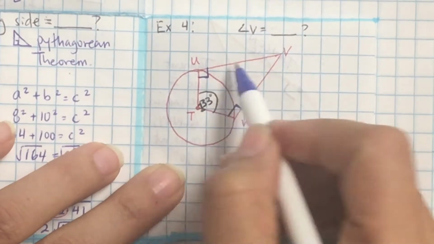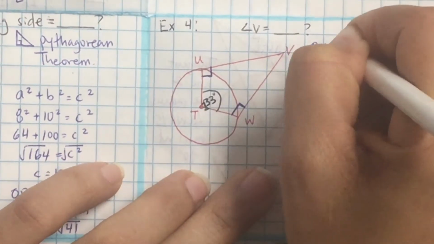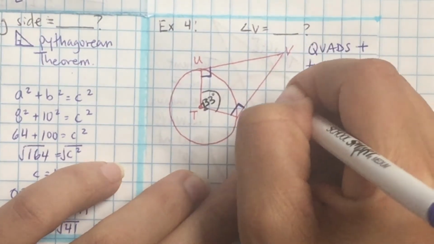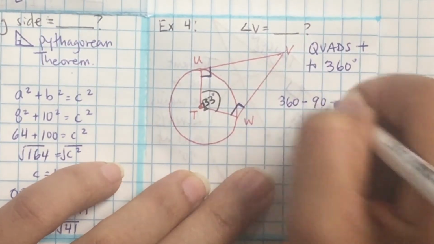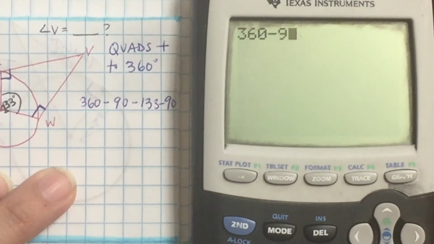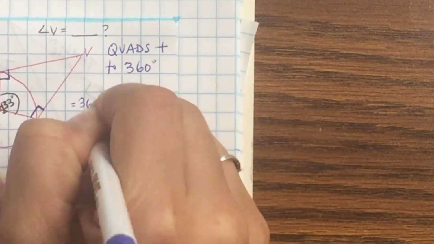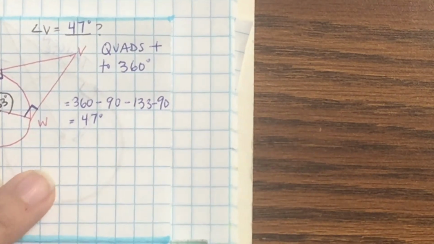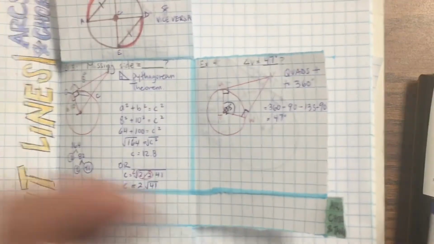Same thing here. Tangent and the radius always makes 90. And then we know all quadrilaterals, they add up to what? 360. So if I did 360 minus that 90, minus the 133 I have, and minus that other 90, I'll get whatever is left over. So listening check, color in the two boxes in the quadrilateral. So angle V would be 47. Okay, so a tangent line and a radius, they meet at 90 degrees always.